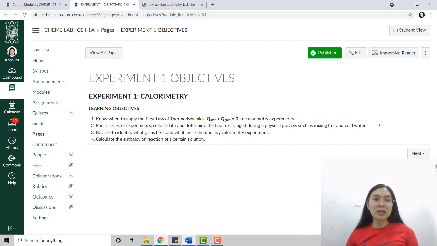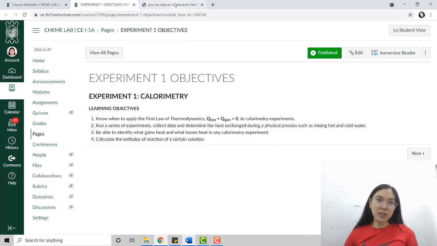The second objective is to run a series of experiments, collect data, and determine the heat that was exchanged during a physical process, such as mixing hot and cold water. Third is to be able to identify what substance gains heat and what loses heat in any calorimetry experiment. And lastly, to be able to calculate the enthalpy of reaction of a certain solution.